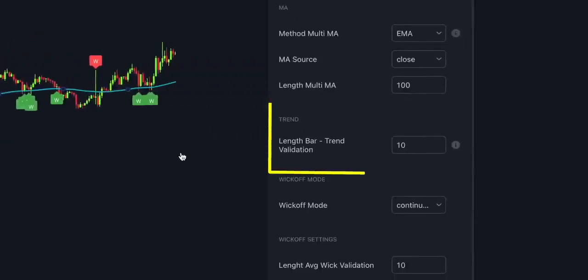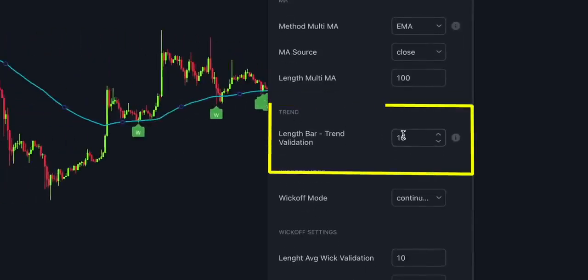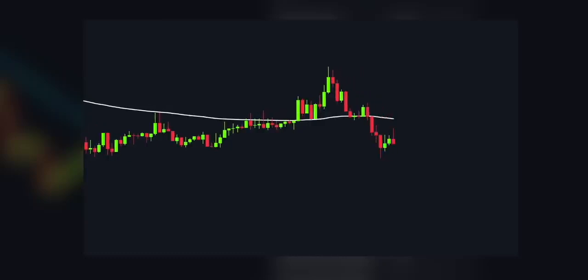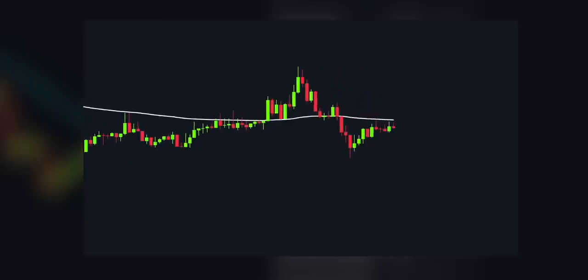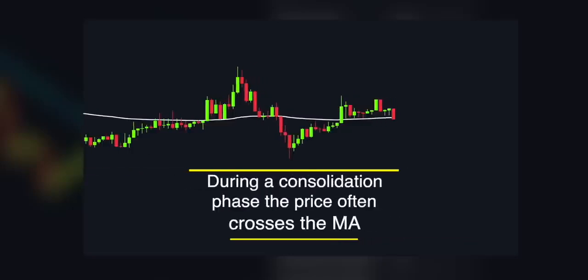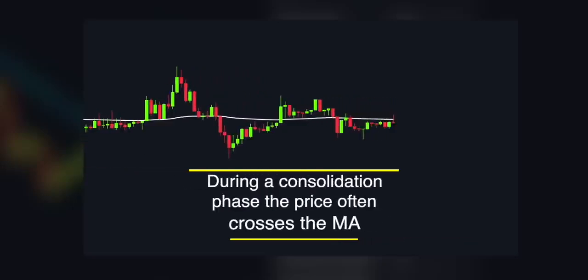The second block of indicator settings includes trend validation. This number defines how many bars are required to validate the trend after the price closes above or below the moving average. For example, when the market is compressing, it is always a smart idea to wait and not open a trade. During a consolidation phase, the price often crosses the moving average up and down.